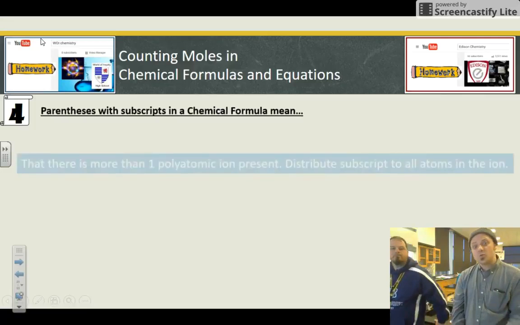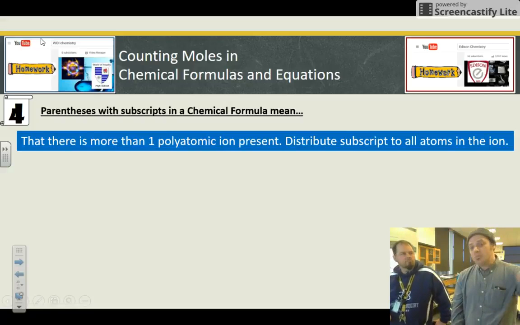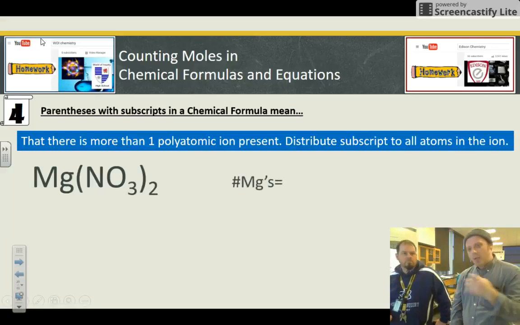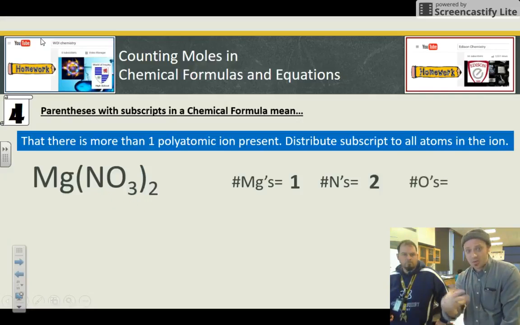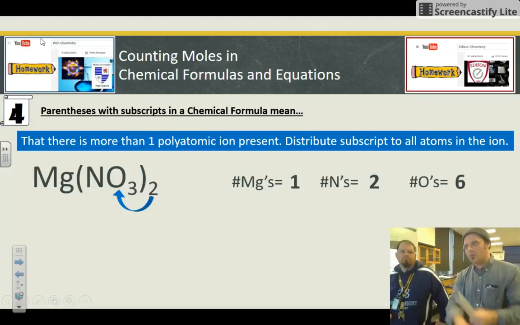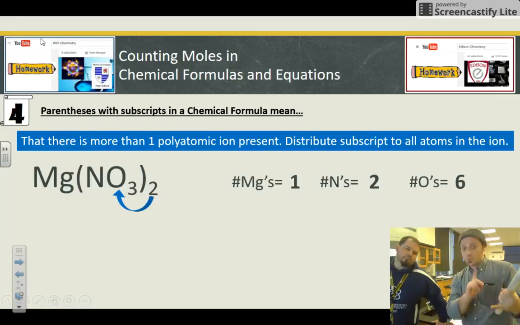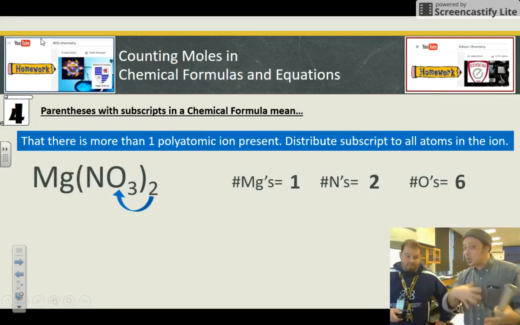Parentheses with subscripts means you double or triple whatever that polyatomic ion is, and you distribute mathematically to get it. So Mg, there's no subscript after Mg, so we assume it's 1. 1 mole of Mg in a mole of this compound. Now the N, we're going to distribute the 2 back in. So there's actually 2 moles of nitrogen in this compound. And the oxygen, we're going to distribute the 2 in, and we get 6. So in 1 mole of magnesium nitrate, there are 1 mole of magnesium, 2 moles of nitrogen, and 6 moles of oxygen. That's how you count them.